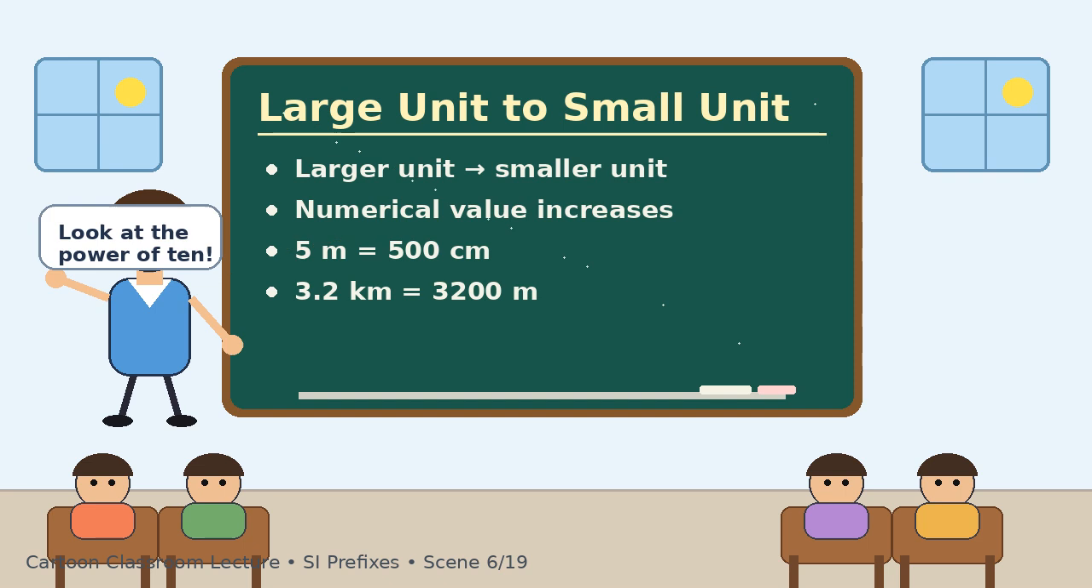When converting from a larger unit to a smaller unit, the numerical value increases. For example, 1 meter is 100 centimeters. Therefore, 5 meters is 500 centimeters. Also, 1 kilometer is 1000 meters, so 3.2 kilometers is 3200 meters. The physical length does not change. Only the number and unit change.